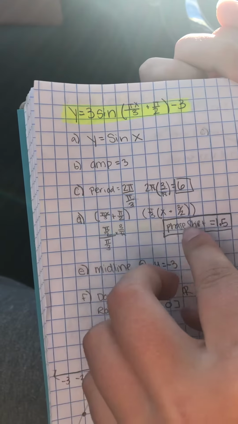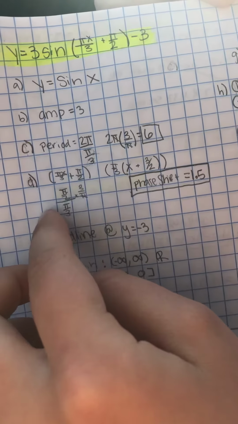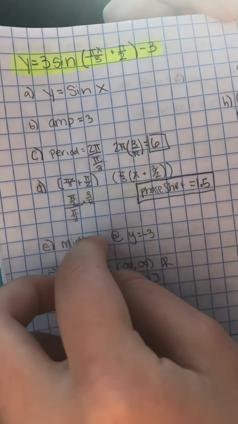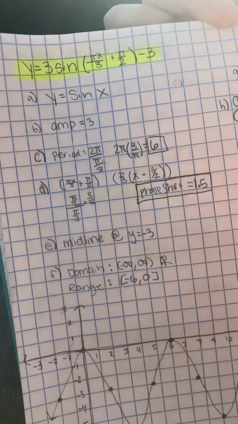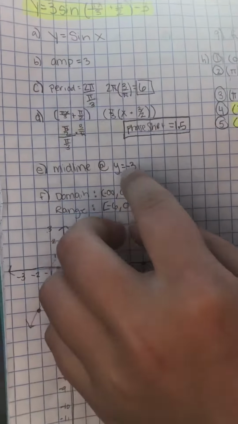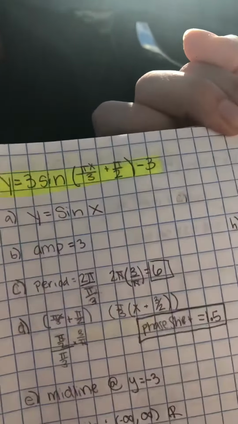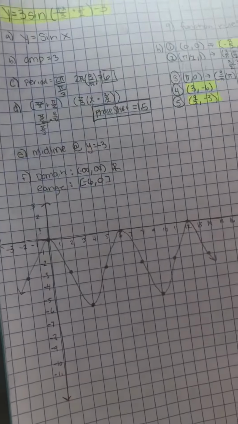And then for the phase shift, I got 1.5 because I took the pi over 2 and divided it by pi over 3, and when I used the reciprocal, it got me 1.5. The midline is at -3 because that's the vertical shift, and so that will be the center now.